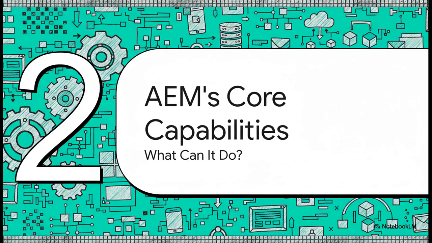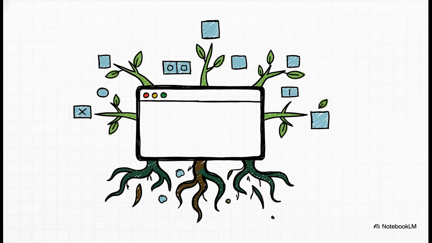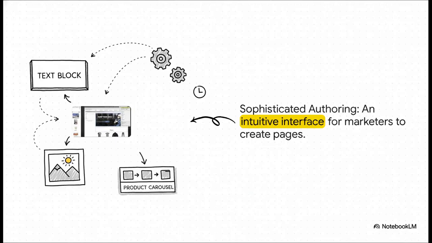So if AEM is this digital factory, what's actually on the assembly line? Let's break down AEM's core capabilities and see what it actually produces. Its first and most fundamental job is web content management. And we are not talking about simple static pages here. AEM is built to handle incredibly complex, dynamic websites that have to scale globally and change constantly as the business grows. And here's the absolute game changer for marketers.